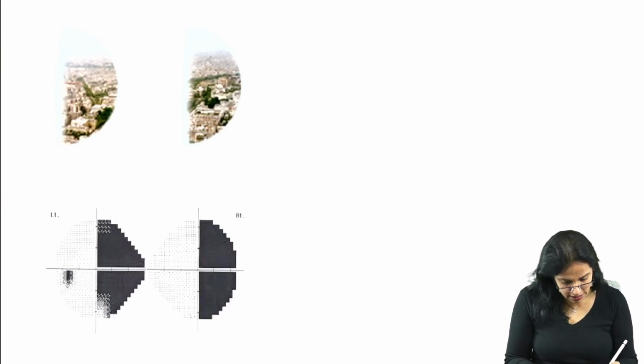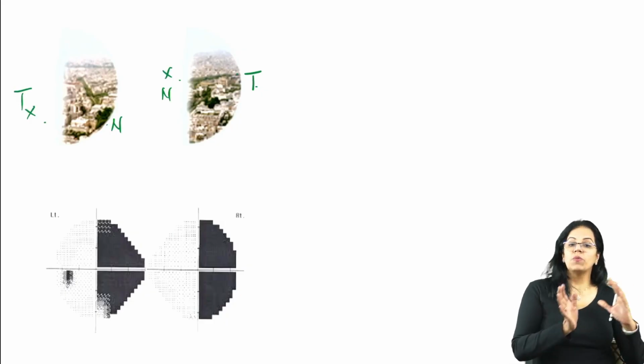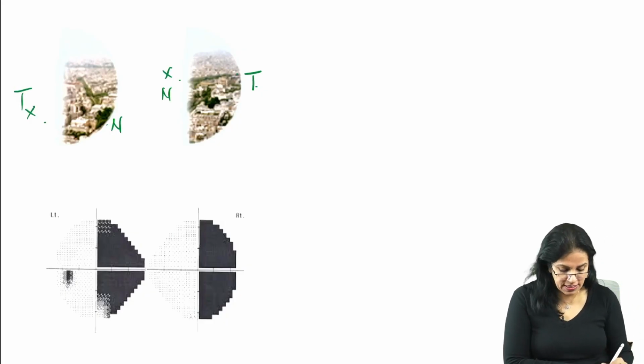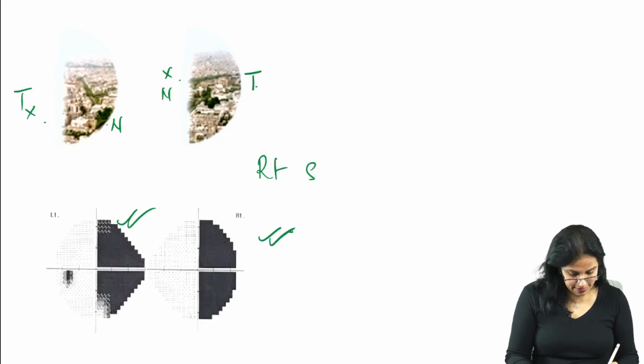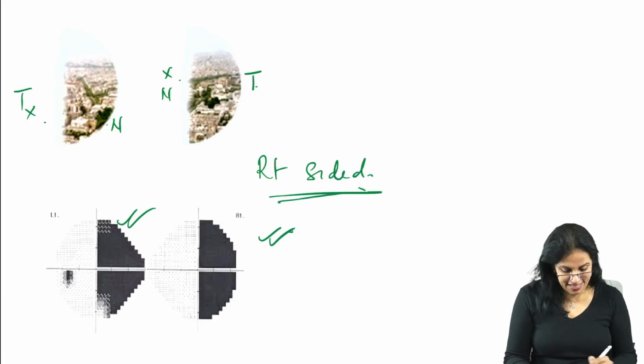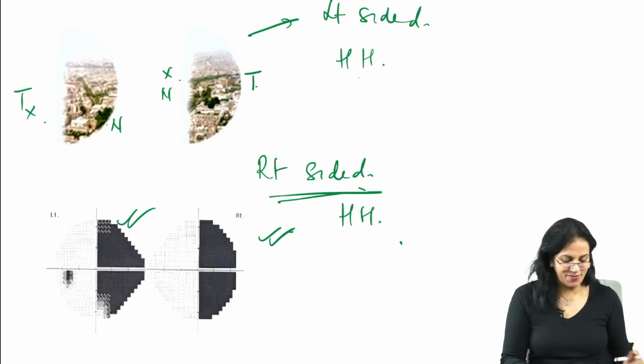I get the field is this one, the temporal is there, nasal is not there, isn't it? And here what is happening? Nasal is present but temporal is not there. So this is what? Homonymous hemianopia on one side. Which side? Right-sided. The same thing is shown here. So it's a right-sided homonymous hemianopia in this case. Whereas in this case it is left-sided homonymous hemianopia. I hope you understood. Left-sided homonymous hemianopia in this one and right-sided homonymous hemianopia is seen in this one.